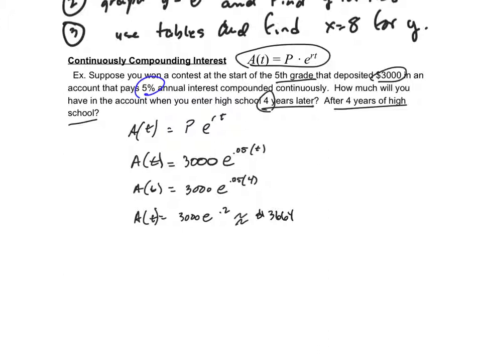And then after another 4 years, the amount after 8 years is going to be equal to 3,000 times e to the 0.05 times 8, which is 0.4. And what happens here is that the amount is going to be somewhere along the lines of 4,475. Okay, and that's all we're going to be covering in these 2 sections.